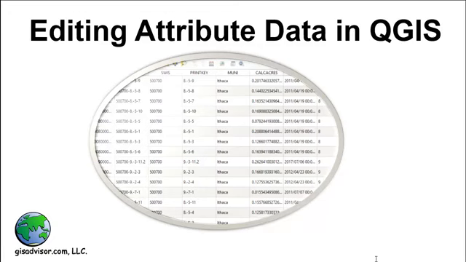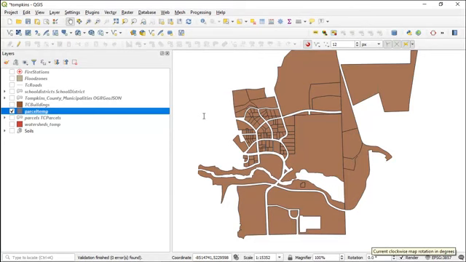Now that we've finished editing our vector data, this is a good time to roll it right into how we edit attribute data in QGIS. If you're already somewhat familiar with GIS, this should be fairly straightforward, but there's a couple of things I do want to show you that I think are interesting.